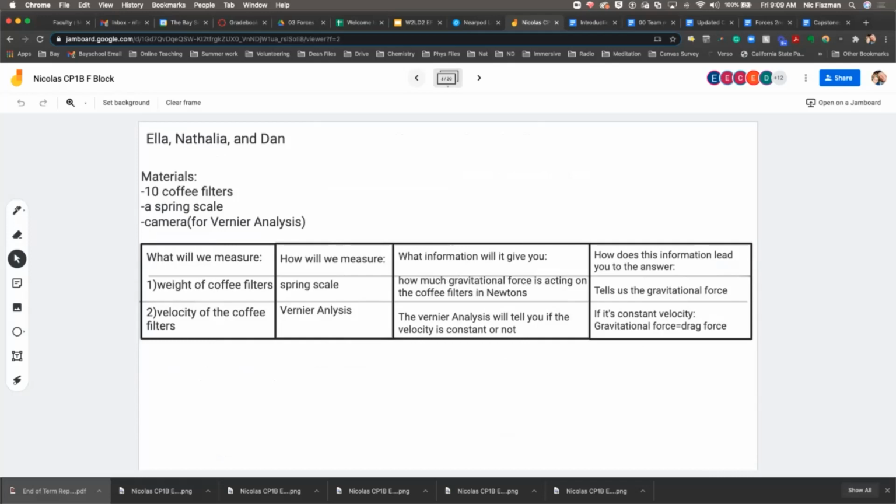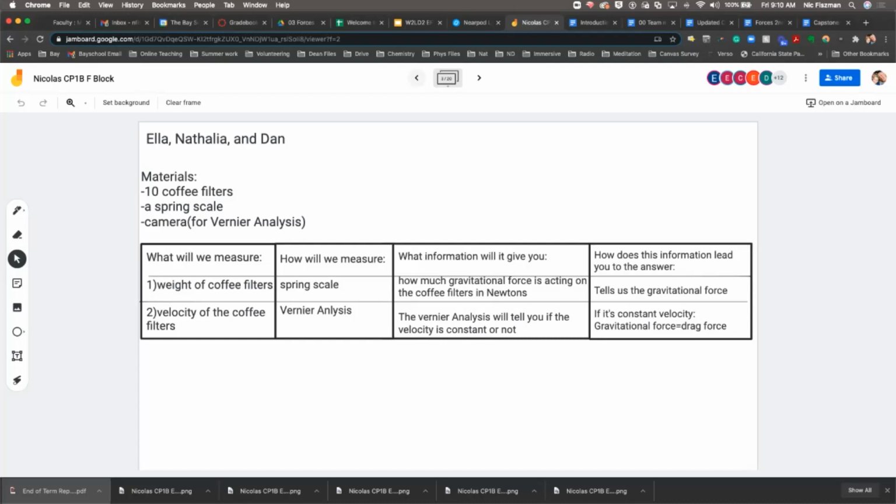This group. We were going to use 10 coffee filters, and then we were also going to use the spring scale and the vernier analysis. So the weight of the coffee filters will tell us how much gravitational force is acting on the coffee filters in newtons, and the vernier analysis will tell us if the velocity of the coffee filters falling is constant or not. And so the spring scale will tell us the gravitational force, which, if the velocity is constant, equals the drag force. So if we know the gravitational force, then we know the drag force.